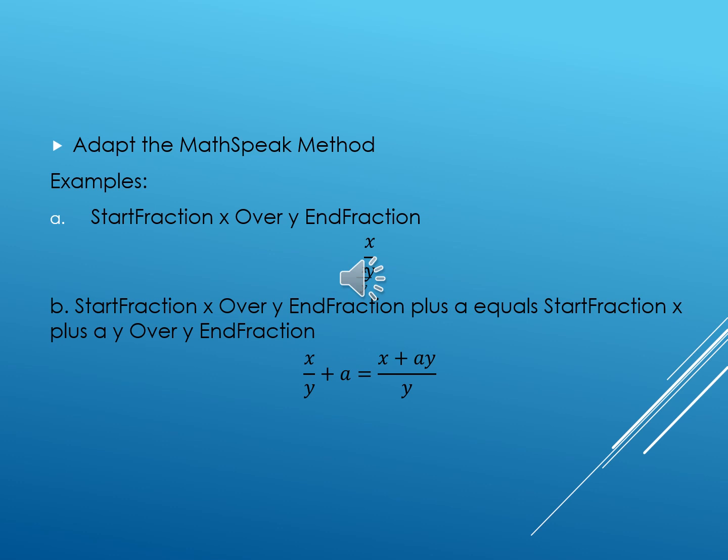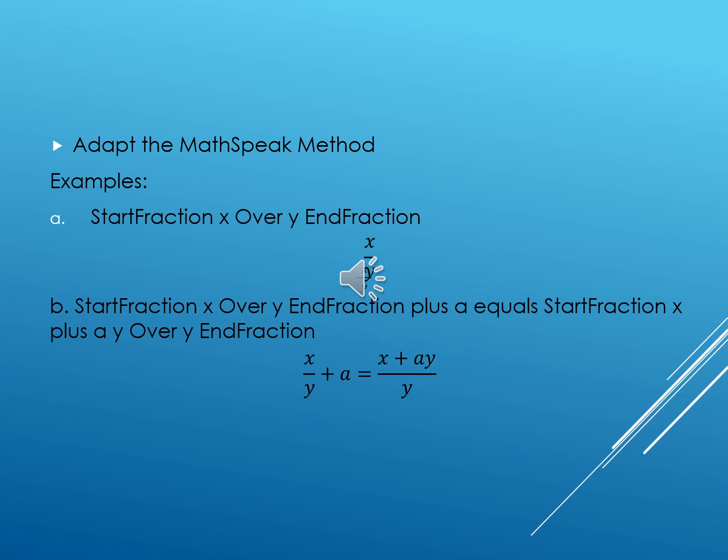And for our second example, which is a longer one, we even have a longer description. So first we have the start fraction x over y end fraction plus a. So take note there that we end our fraction in the denominator y, and we add another term which is a. And then this is equated to start fraction x plus a y over y end fraction.